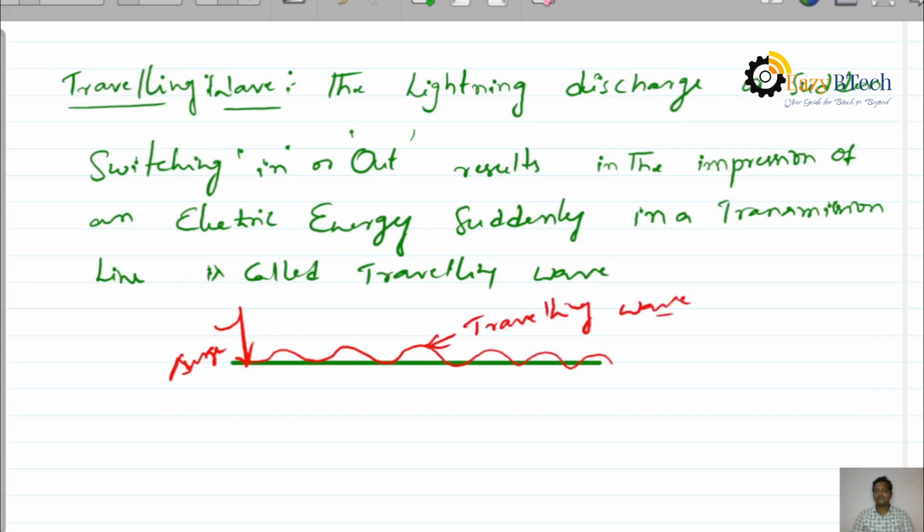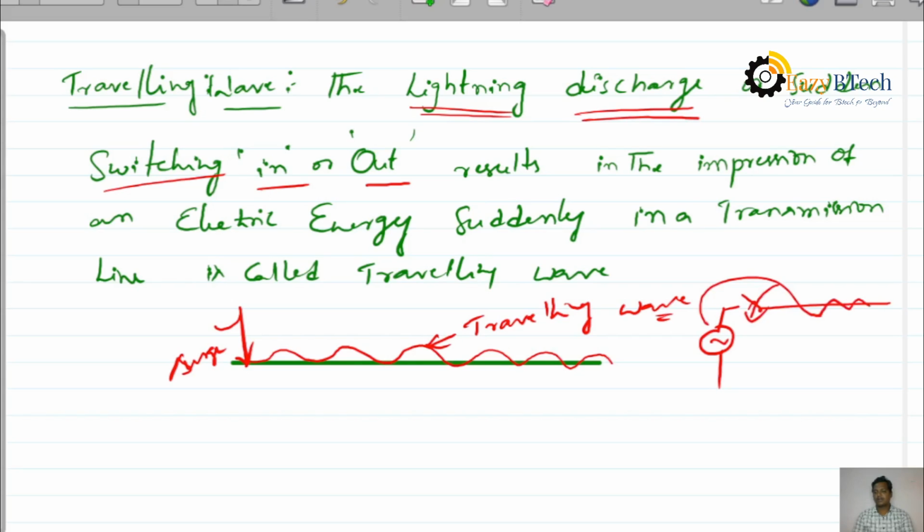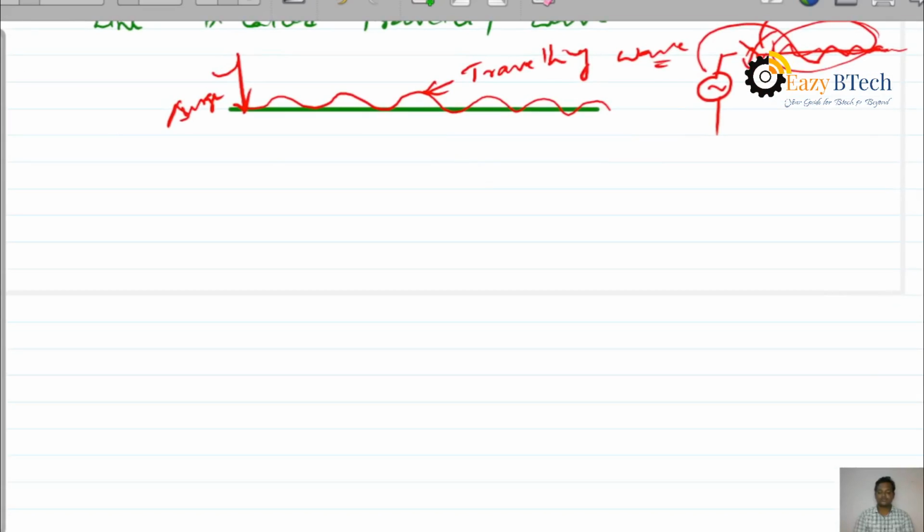How does the traveling wave occur in overhead transmission systems or underground cables? Due to the lightning discharge is one reason. Another one is sudden switching in or out. Suppose assume this is the transmission system. If we close this switch, suddenly the voltage waveform will appear in the transmission line. If we open it, suddenly it disappears. This sudden phenomenon will create the traveling waves in overhead transmission systems.